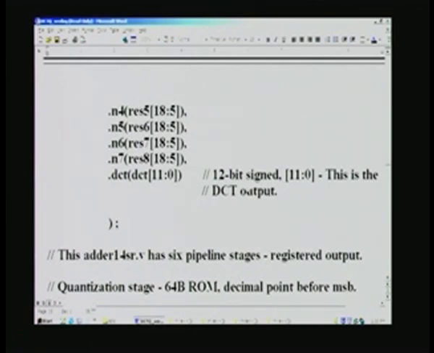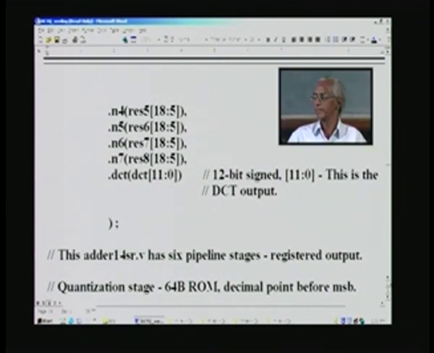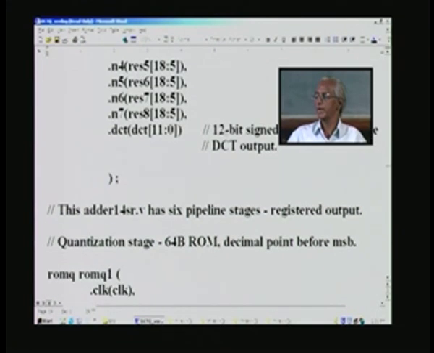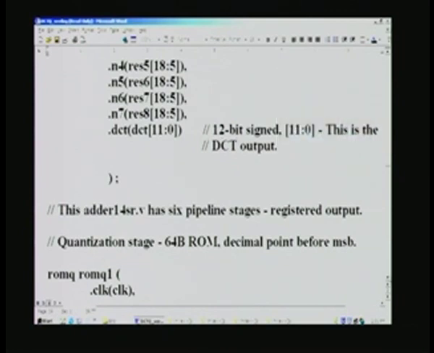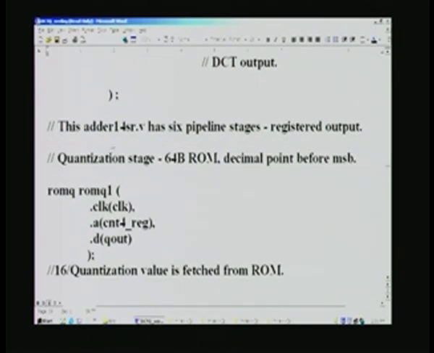And one more point is this DCT 12 bit has not been put arbitrarily, but this is the requirement for the standards, JPEG through MPEG standards, and that is the reason why we adopt 12 bits here. This adder 14 SR.V has 6 pipeline stages because one more stage is required when compared to 12s, and that is because of registering the output.